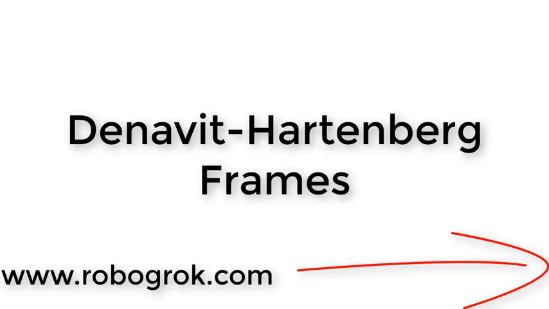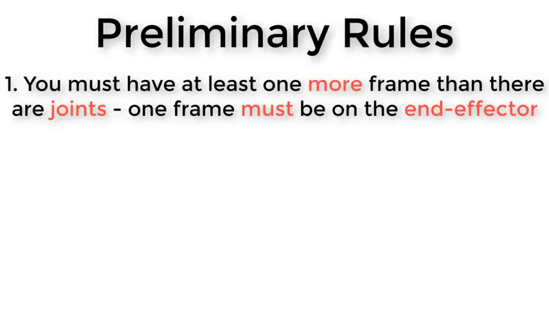Before we start looking at the 4 Denavit-Hartenberg frame rules, there are a couple of preliminary rules. First, remember that we need to have a minimum of 1 frame for every joint plus 1 frame on the end effector. Note that it is okay to have more frames than this, and sometimes it can even be very useful to have more frames. But you can't have less. For example, if your kinematic diagram has 3 joints, you need to have at least 4 frames. If your kinematic diagram has 5 joints, you need to have at least 6 frames, and so on.